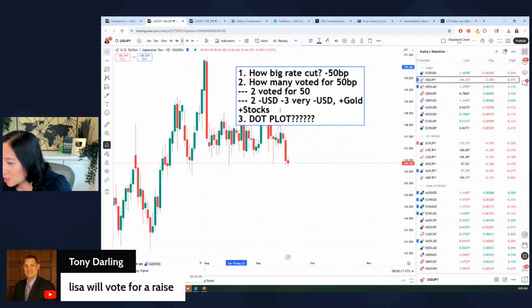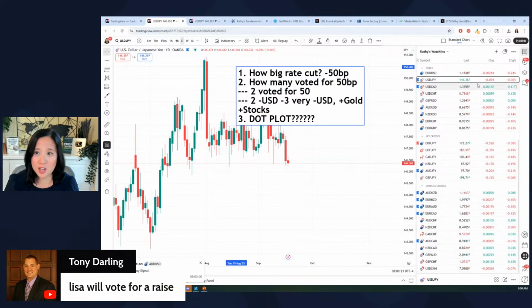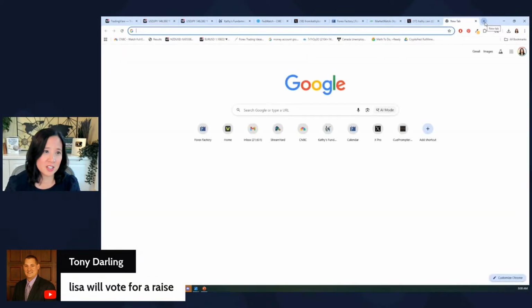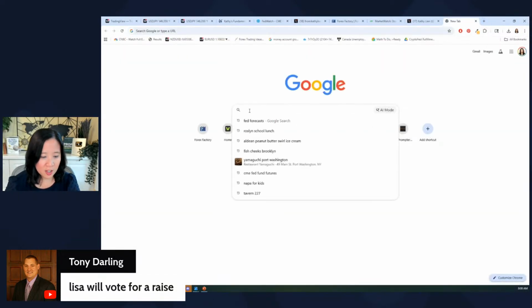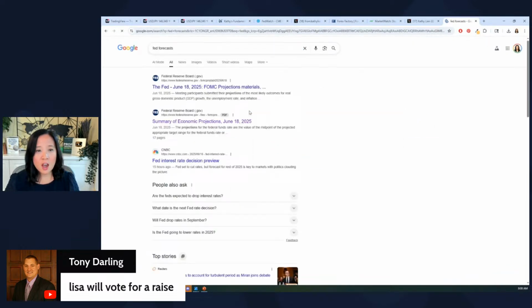If you don't need me to explain the dot plot, I'm just going to talk about what is expected. But if you do, give me a question mark. Let me explain to you what the dot plot is. I love this because I love how you guys are giving me the opportunity to talk about what I love the most. All right, Fed forecast.